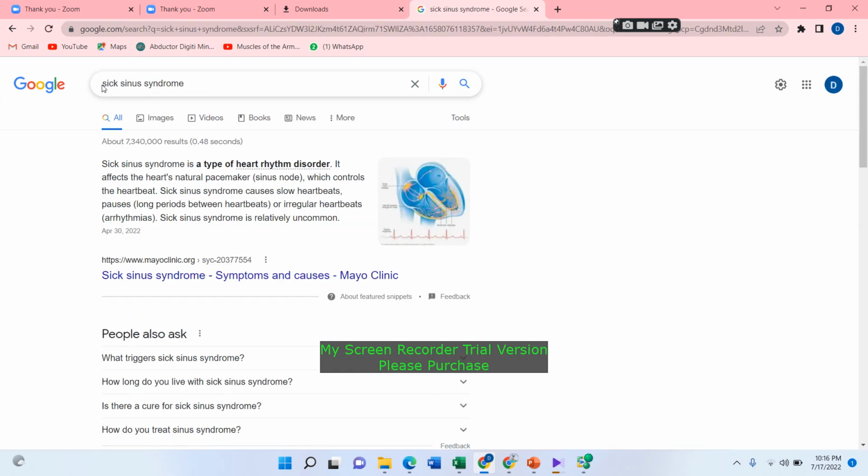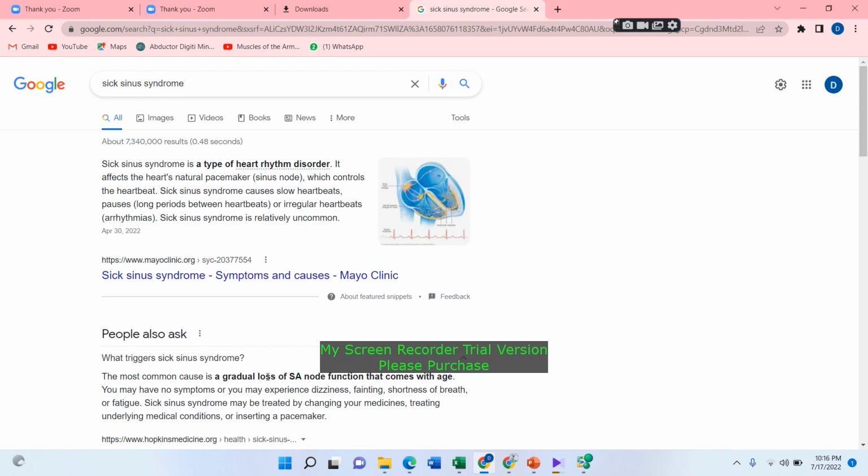Sick sinus syndrome is a type of heart rhythm disorder. It affects the heart's natural pacemaker, which controls the heartbeat. Sick sinus syndrome causes slow heartbeats, pauses, long periods between heartbeats, or irregular heartbeats. It is relatively uncommon. It comes from a gradual loss of SA node function that comes with age. You may have no symptoms or may experience dizziness, fainting, shortness of breath, or fatigue. It may be treated by changing medications.